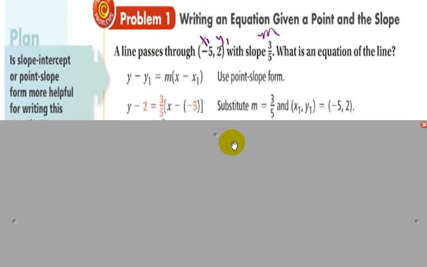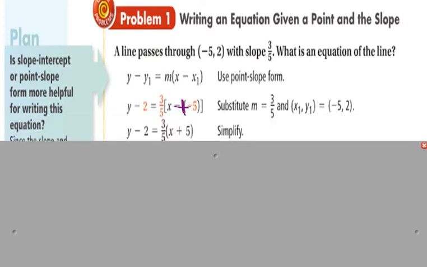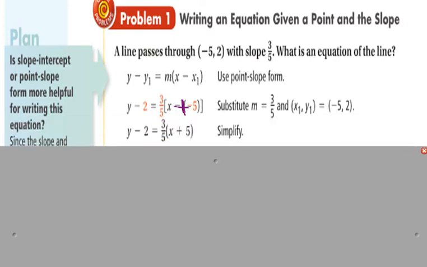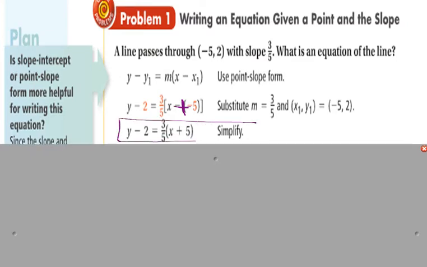And when you do, you get y minus 2 equals 3/5, your slope, times x minus your x1, which is -5. Okay, now you just clean up your signs. Minus and minus goes to plus, and you clean that up. Y minus 2 equals 3/5 times x plus 5, and that's your equation simplified in point-slope form.